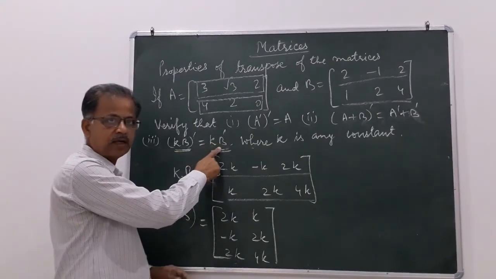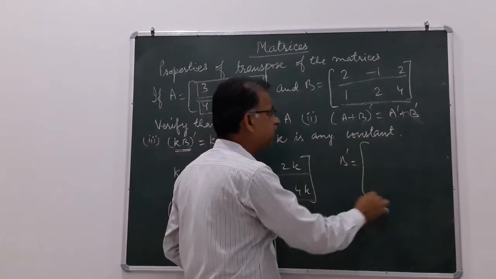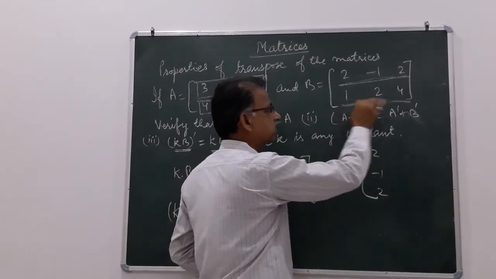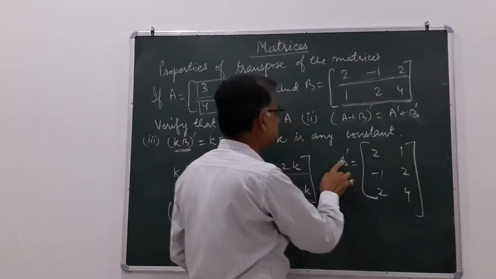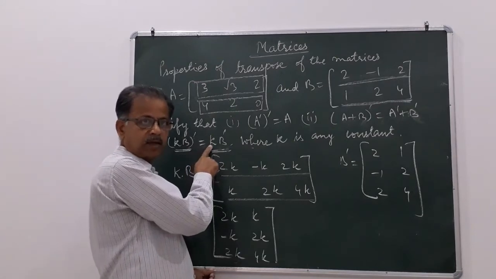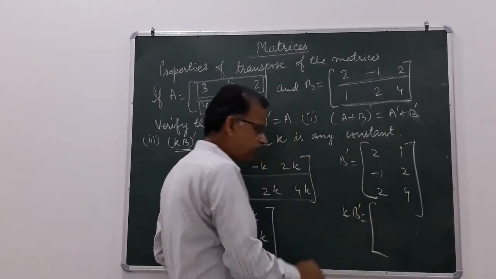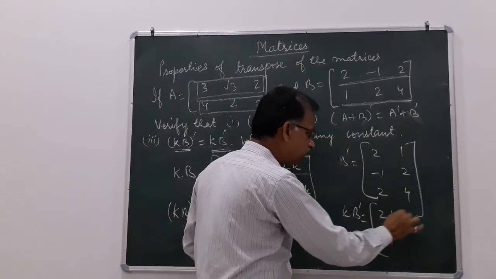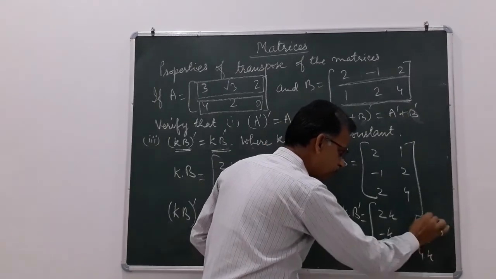So first of all we will find transpose of matrix B. So matrix B is this. So transpose of matrix B is converting first row in first column, 2, minus 1, 2. Converting second row into second column, 1, 2, 4. This is transpose of matrix B. Now we have to find K times of transpose of matrix B. So K into B dash. It means we have to multiply all the elements of B dash by K. So we get 2K, minus K, 2K, K, 2K, 4K.